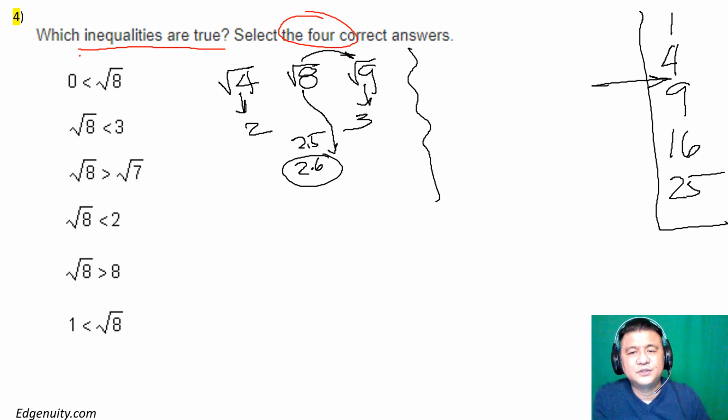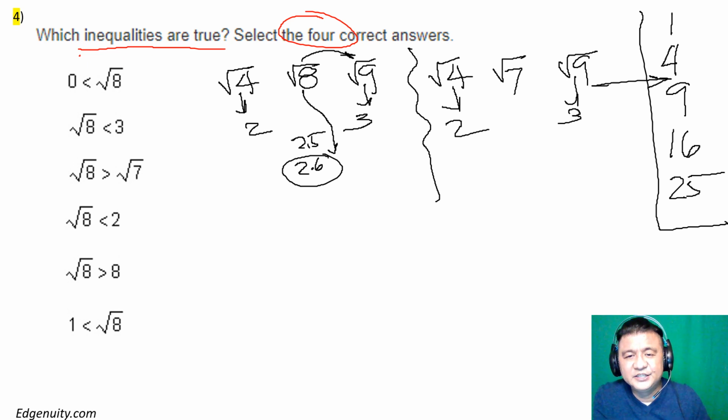Next, let's try the square root of 7. Square root of 7 is also between square root of 4 and square root of 9. So we know it's between 2 and 3. But where is square root of 7 nearer? Is 7 nearer 9 or nearer 4? 4, 5, 6, 7, 8, 9. It's still nearer 9, right? So what can we use? 2.6. Again, they seem to be the same.